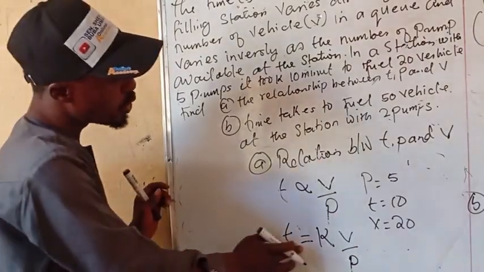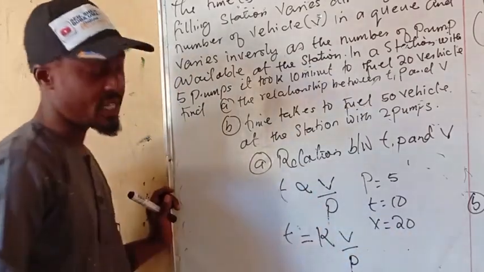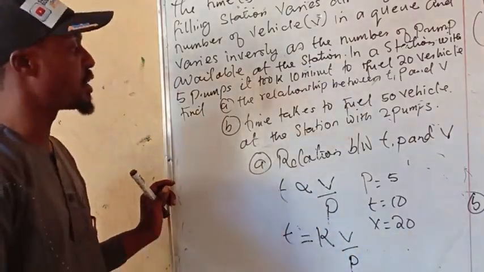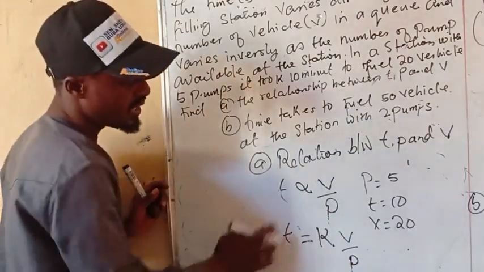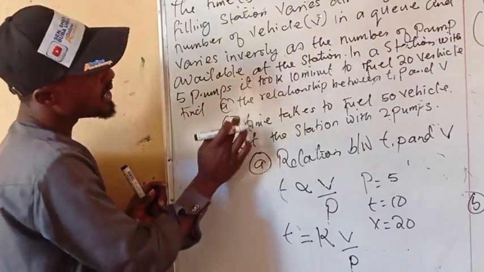And T equals K V all over P. Between K and V, it is a multiplication sign. The relationship between K and V is multiplication. This is the relationship.